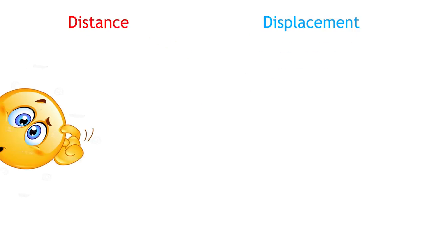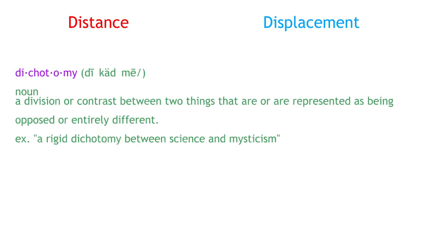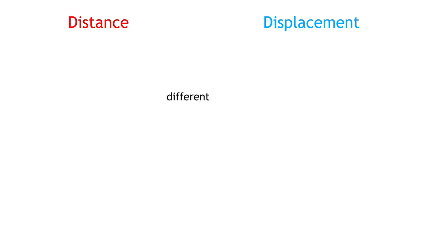Now, there's a bit of confusion when it comes to distance and displacement, or any other dichotomies we'll talk about today. In your everyday life, you'll probably hear and use the two words interchangeably. But in physics, they mean very different things. The difference between the two is that distance is a scalar, while displacement is a vector.